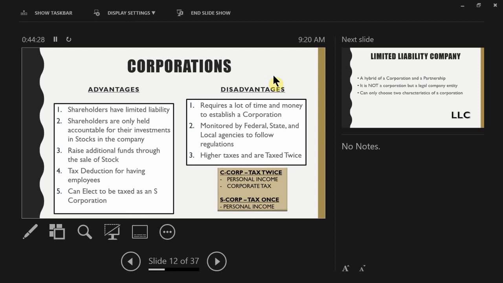So, for example, I believe like Apple or Tesla, their shares are about $100 and something right now. So they're very expensive to own one stock. Okay, so that's how you become a shareholder, by purchasing a stock from the company at the stock market. Okay.